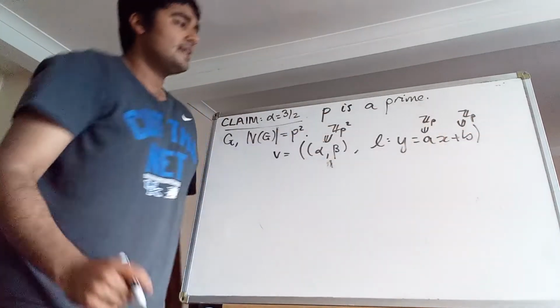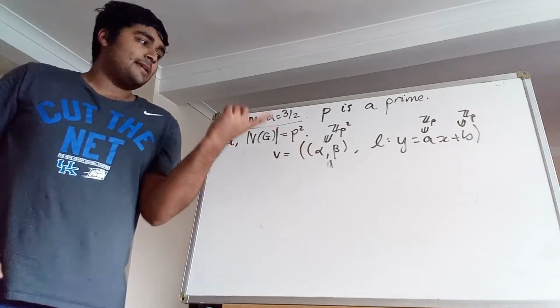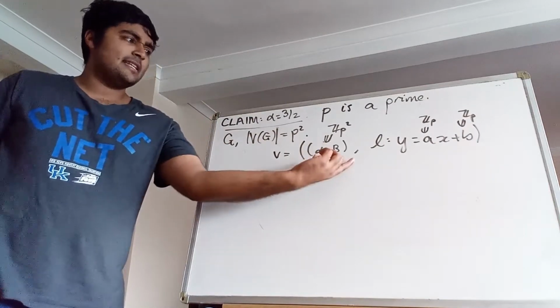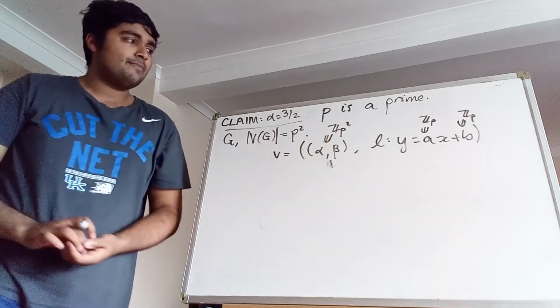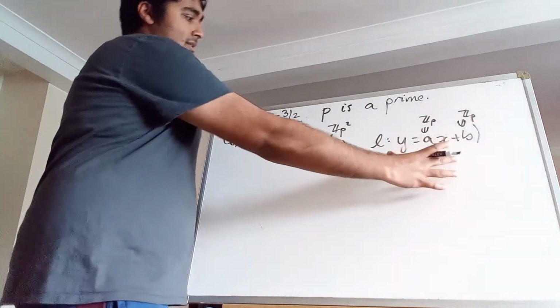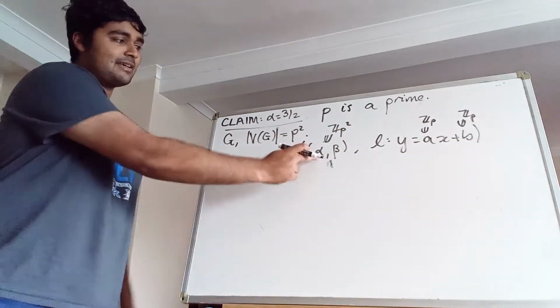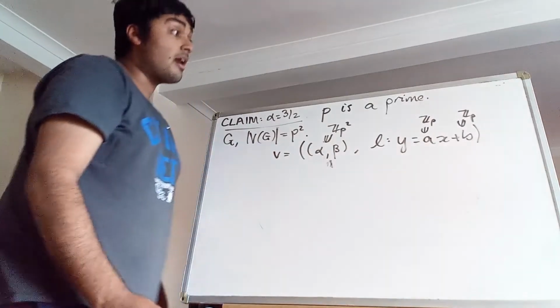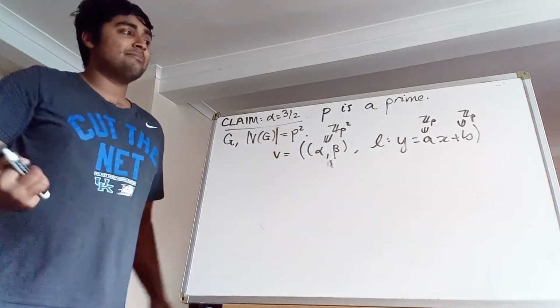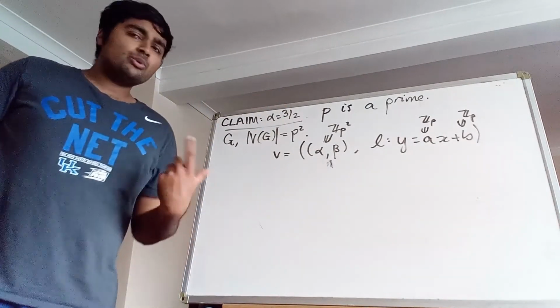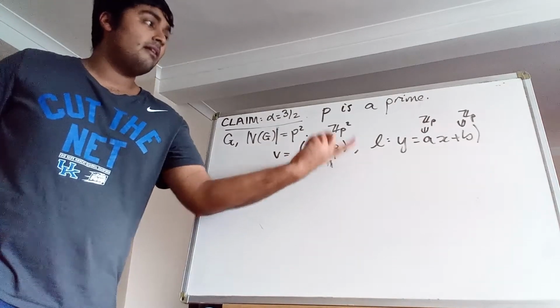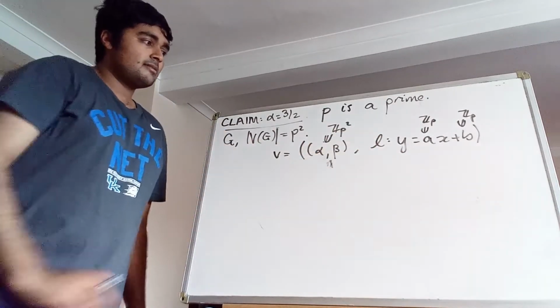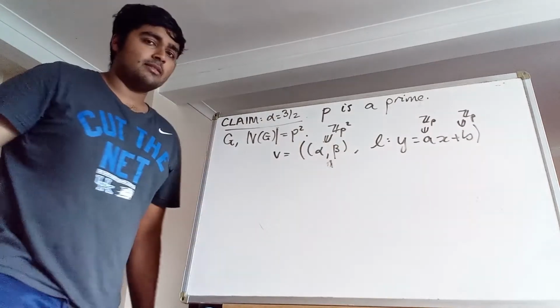Now, there are p squared vertices in our graph, and there are p squared choices for the point, and of course there are p squared choices for the line. There are p squared choices for the point because there's p choices for alpha, p choices for beta, and there's also p squared choices for the line because there are p choices for a and p choices for b. And I'm also going to insist this point here lies on this line here. So this point here, alpha beta, lies on this line.